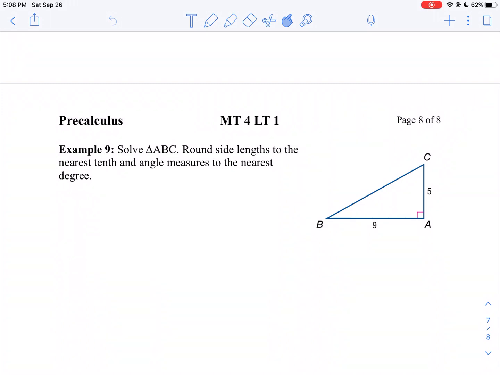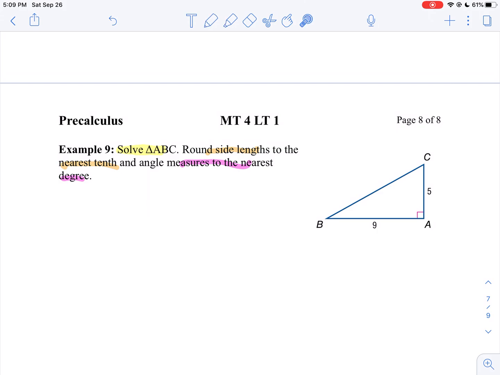Hello, on our last part of the seminar, I really want to talk about the directions, about what it says when it says solve a triangle. How in the world do you solve a triangle? Well, you solve a triangle by finding all the missing parts. And the directions were very specific. Round your side length to the nearest tenth. So when we find side lengths, we're going to round our answer to the nearest tenth. And when we find our angle measures, we're going to round them to the nearest degree.